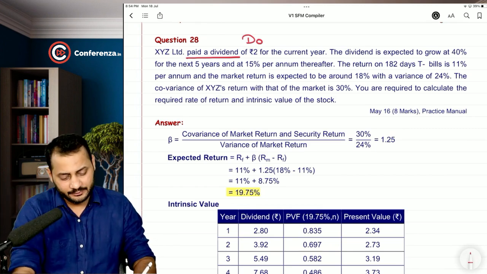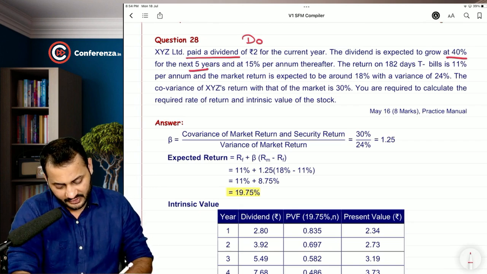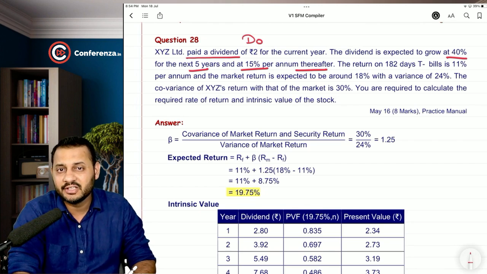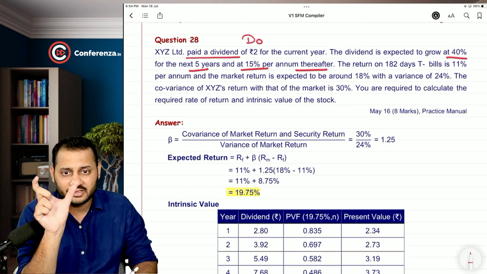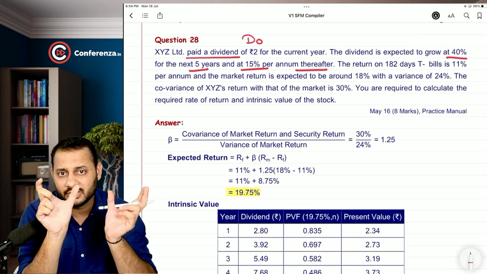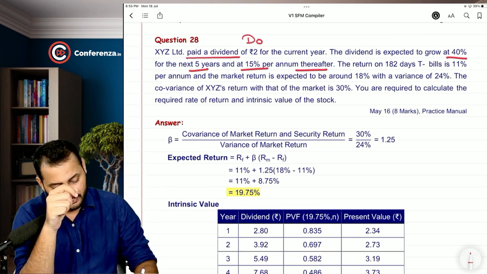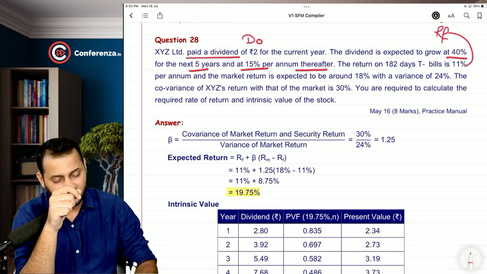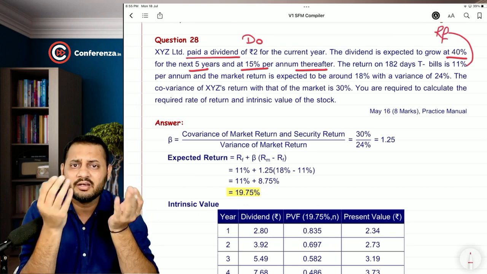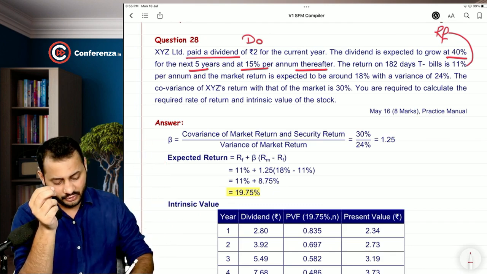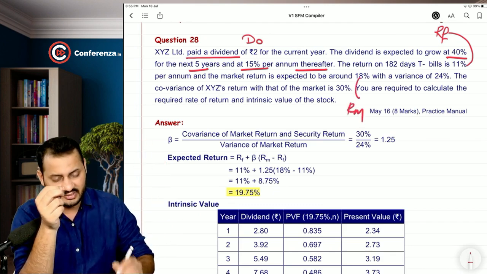The dividend is expected to grow at 40% for the next 5 years and 15% per annum thereafter. This is a two-stage dividend discount model. For the 5 years, the growth rate is 40% and 15% perpetually. The return on 182 days treasury bill is 11%. This is nothing but the risk-free rate of return. Treasury bill. 11%, and the market return is expected to be 18%. This is market return. Very simple.